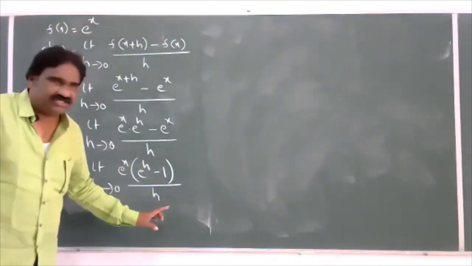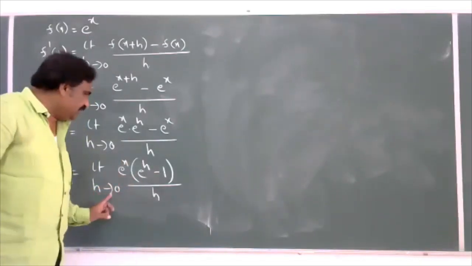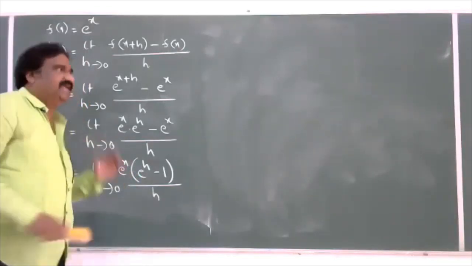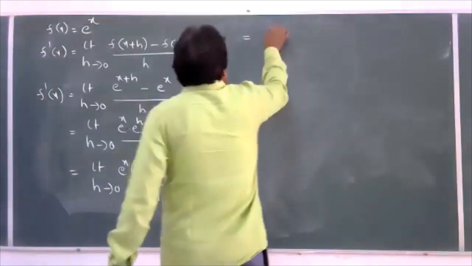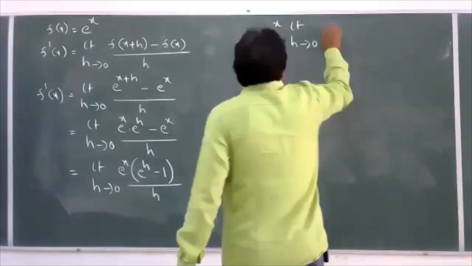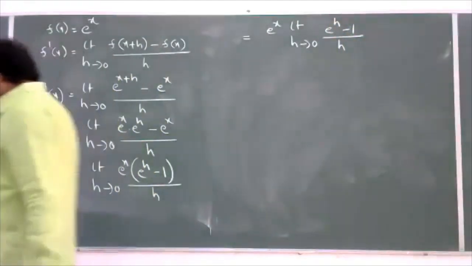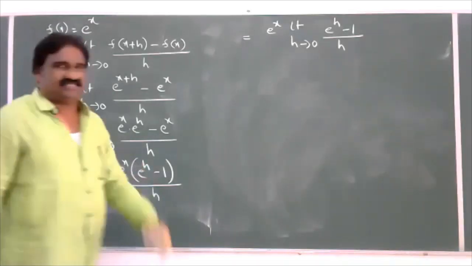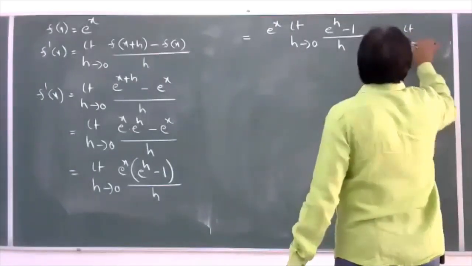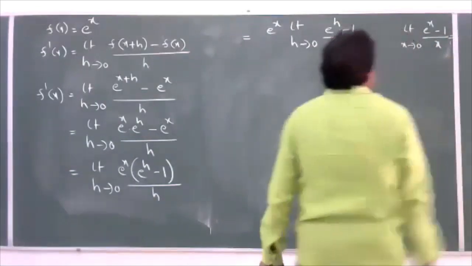So here the limit depends on h. That's why e power x is constant. You write it outside. That is equal to e power x into limit h tends to 0, e power h minus 1 by h. Already you know the standard limit formulas. That is, the formula is limit x tends to 0, e power x minus 1 by x is equal to 1.